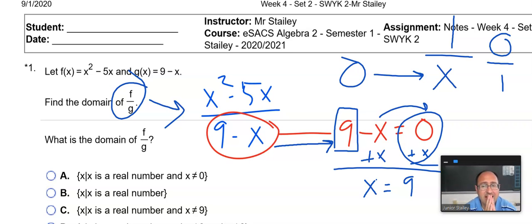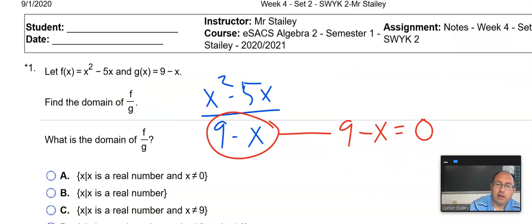As the Germans would say, nein! Okay, but we actually do mean the number 9.